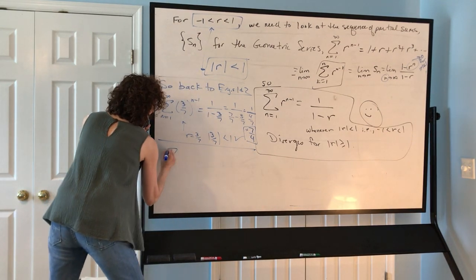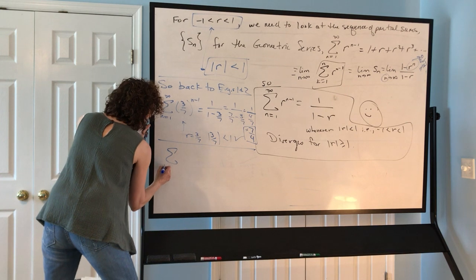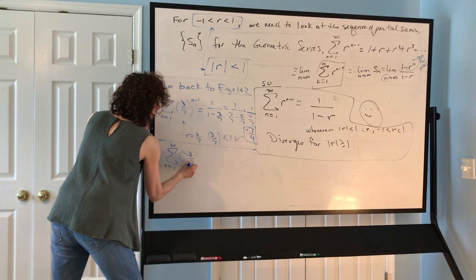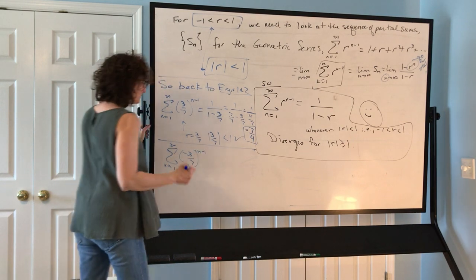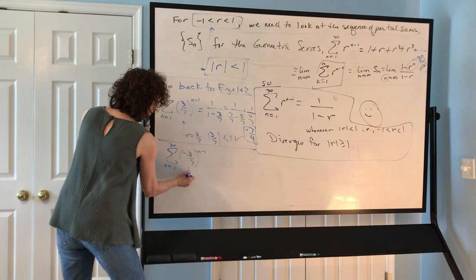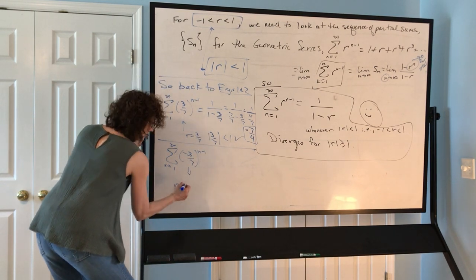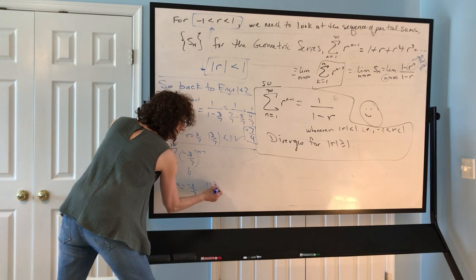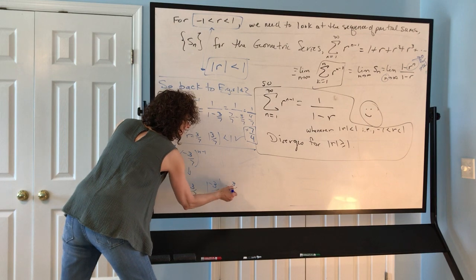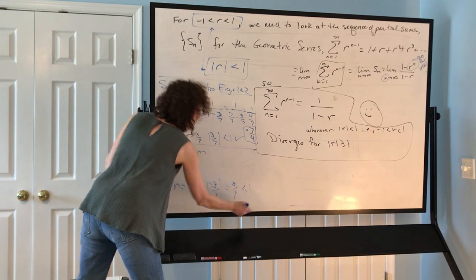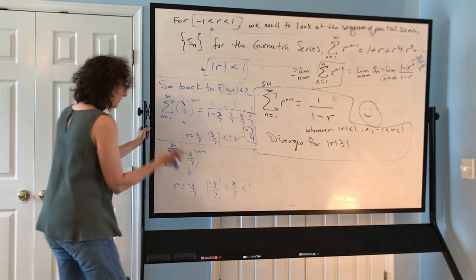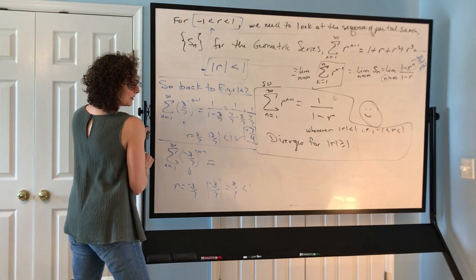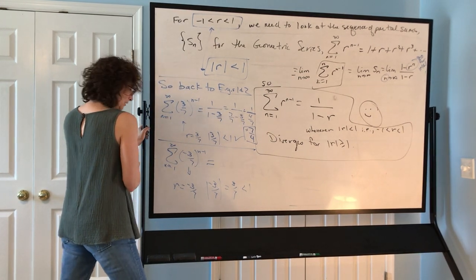What about our other example, the sum n equals 1 to infinity of minus 3/7 to the n minus 1? What do we have here? What is r? Negative 3/7. Good. What is the absolute value of negative 3/7? Just 3/7, right? That's less than 1. Okay. Therefore, I have convergence, right, by our result for geometric series.